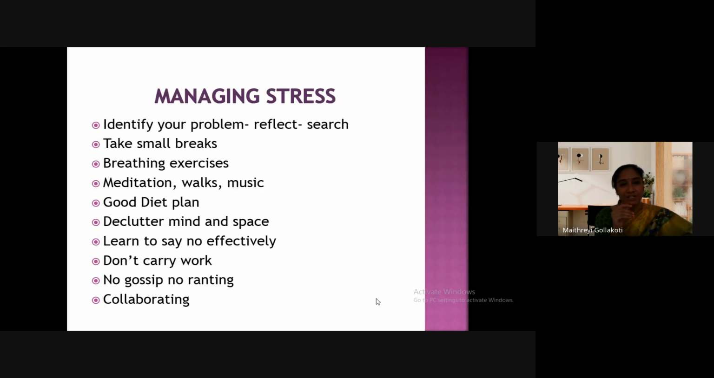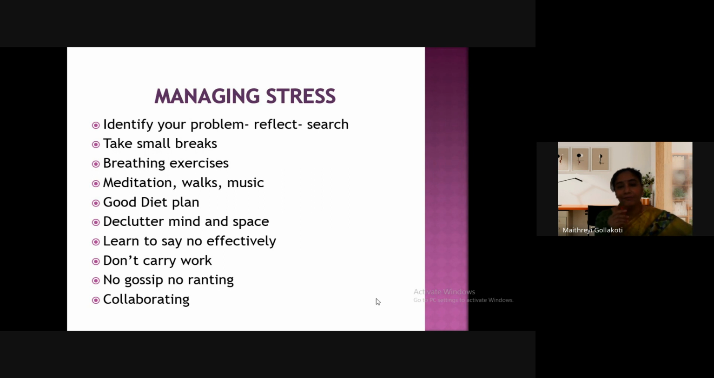Managing stress. How can we manage stress? See, I told you stress is inevitable. Nobody can escape stress in any way. So, how can we manage this stress? Are there some methods? Yes, there are some tips for this. Let me tell you a few tips. There are more, but given the time, I'll be able to give these tips.